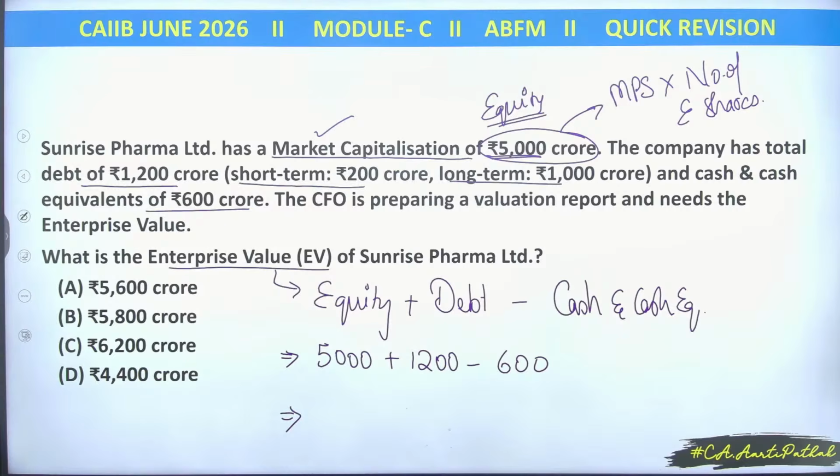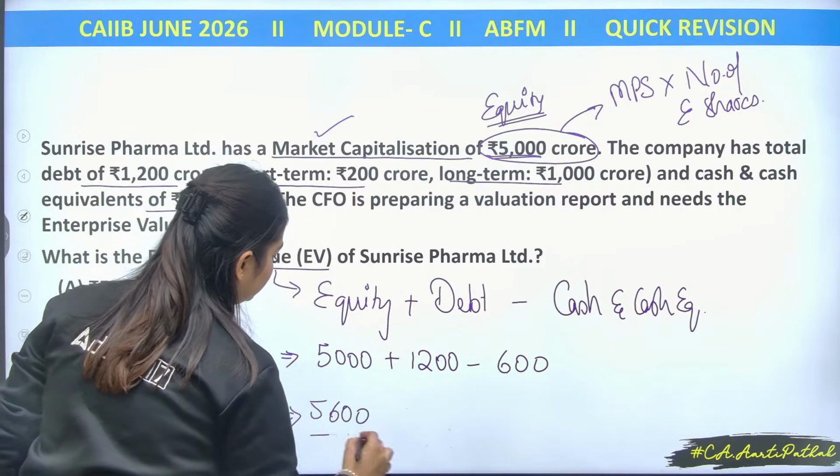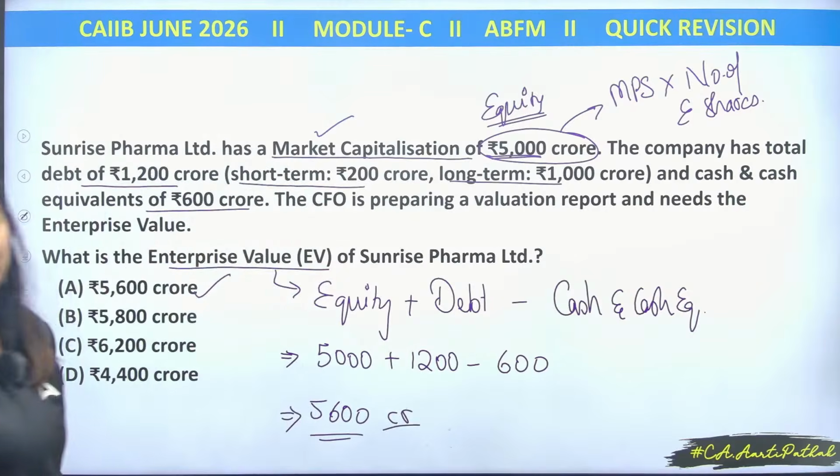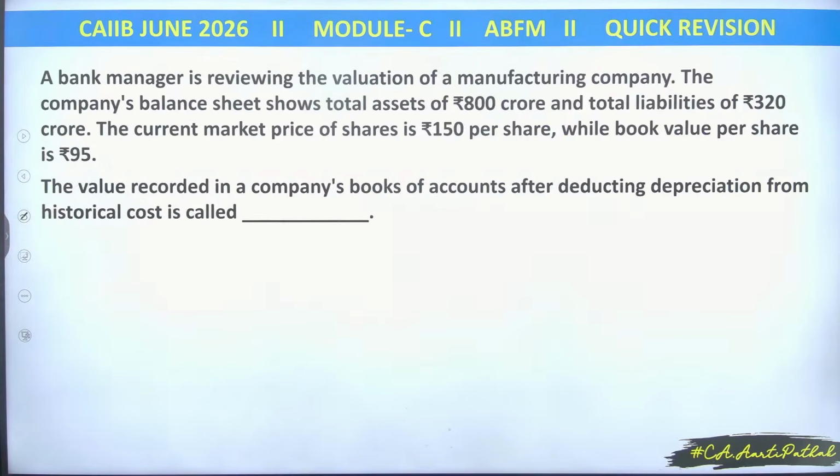So this is going to be 6,200, and 6,200 minus 600, that is going to be your answer. 5,600. Yes, so the right answer is going to be answer A, that is your 5,600 crores. Please check this answer. Correct. Yes. So this is about your first question. Okay. Coming to the next one now.